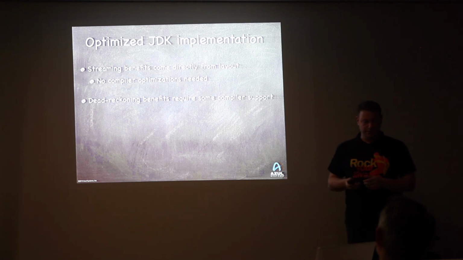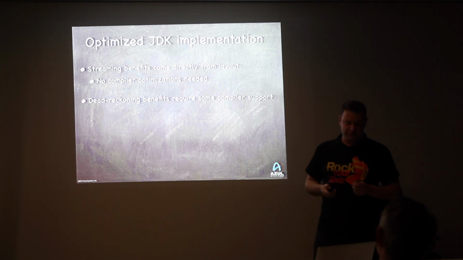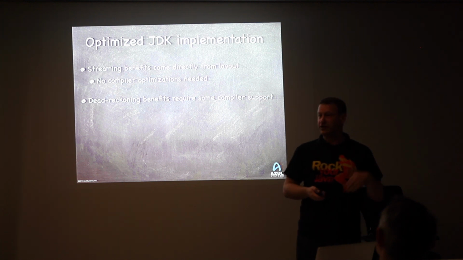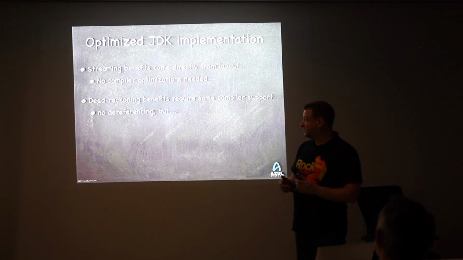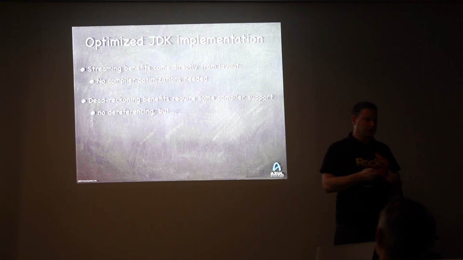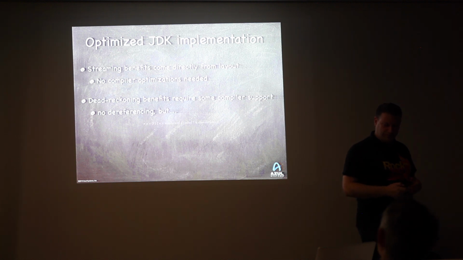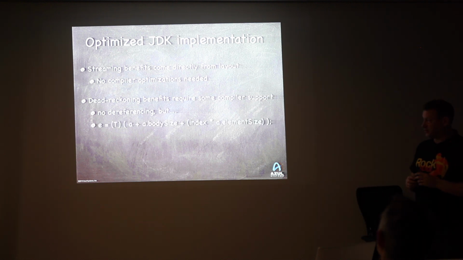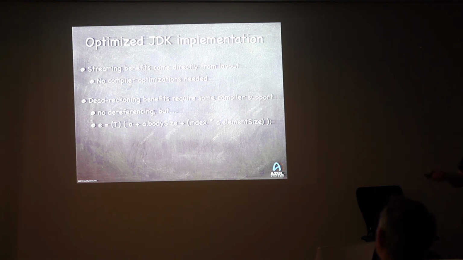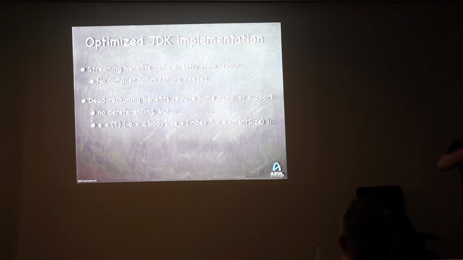Dead reckoning is a little harder. So the dead reckoning benefits will probably need some compiler support and at varying levels. The reason is that it's true that we don't dereference. So we no longer have to go to element number 17 by following the pointer to element 17. But this is roughly what the address calculation logic needs to do. So that's the pointer to the element. A is the array. But the array is subclassable, so the body size of the array varies. Depending on how many fields your subclass has, we need to skip through the body before we get to the first element. That varies.